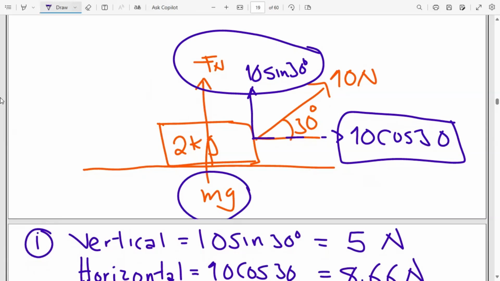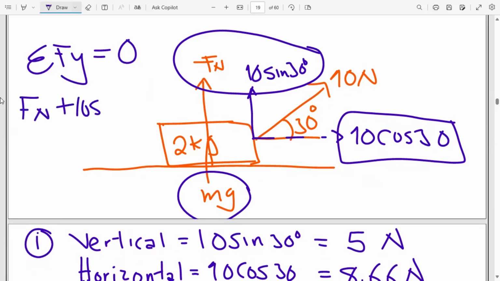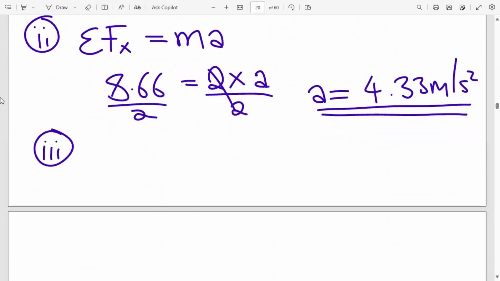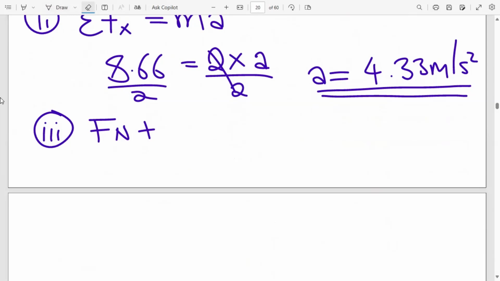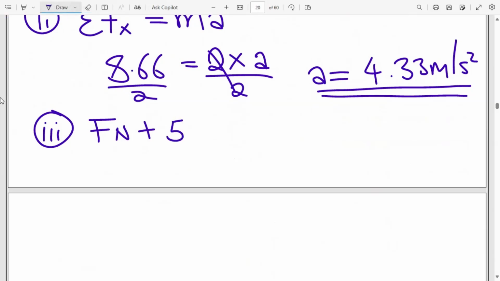Since the forces in the y-axis are at equilibrium, we're going to say the summation of forces in the y should be equal to 0. So this would be Fn plus 10 sine 30 minus mg, which should be equal to 0. This basically means that Fn plus 10 sine 30, which is 5, so I can just say plus 5, should be equal to mg.